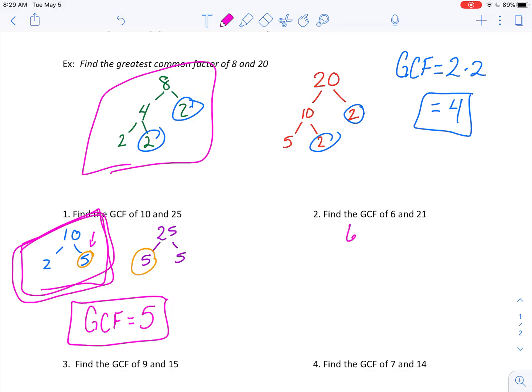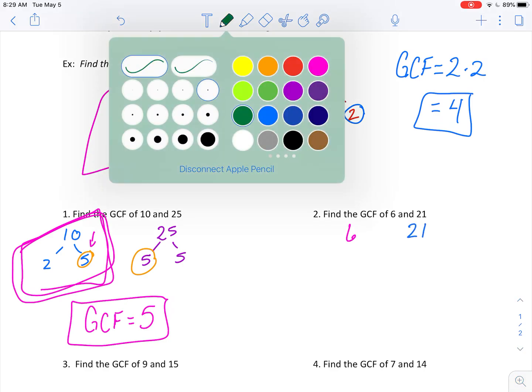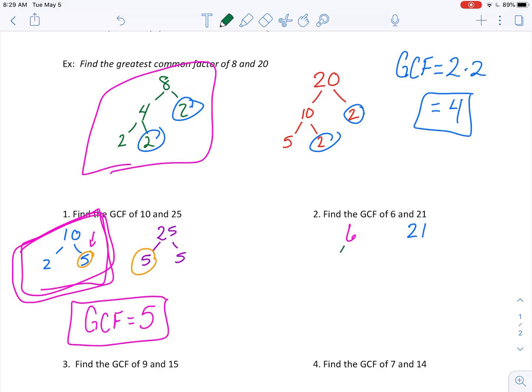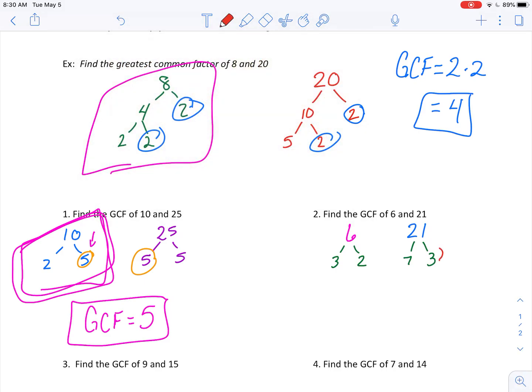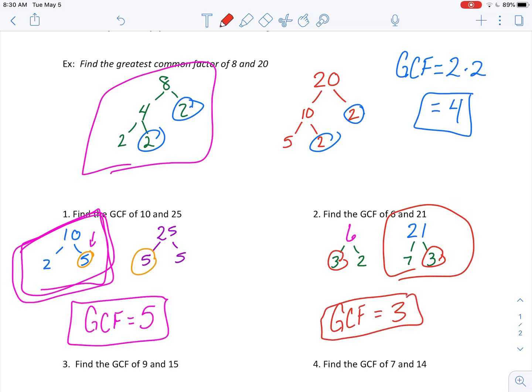Alright, let's do 6 and 21. So 6 is 1 and 6, 3 and 2. 21 is 1 and 21, and 7 and 3. And these are all prime numbers. I can't break them down any farther. So what I'll do is circle those things they've got in common. And then again, I'm only going to focus on one of these two sets. The only thing circled in here is 3. So my greatest common factor is 3.